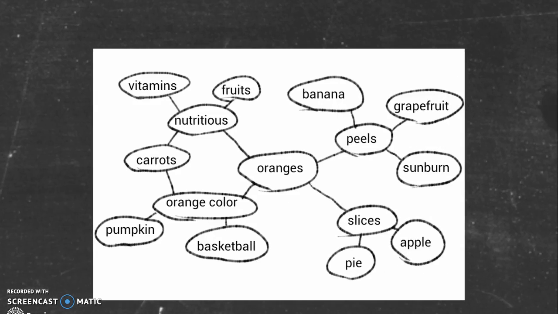Next is a reversed semantic map where the teacher may put words on a page and then the student has to identify how they are related together. So this student was able to identify that oranges was the main topic, and then there were several different subtopics that included nutritious, peels, slices, and oranges, and they created all the different subgroups with those supporting details and related them all back to the main topic of oranges.